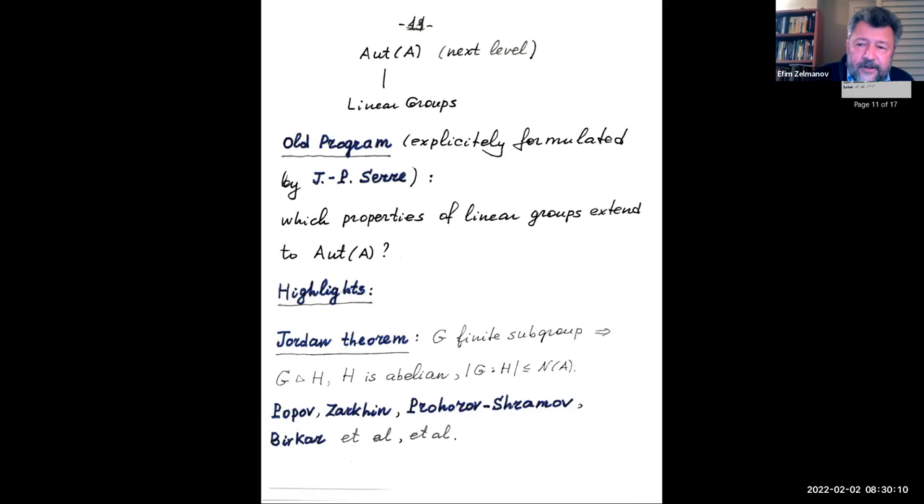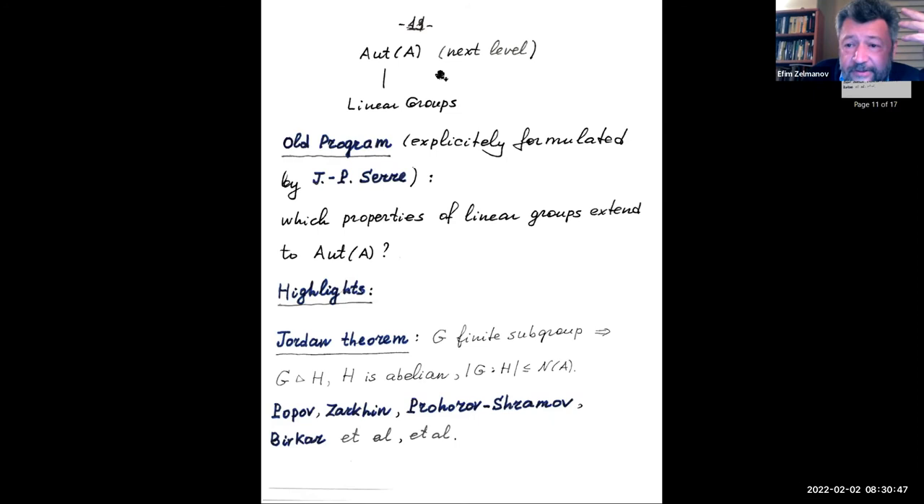There is a famous theorem of Jordan about linear groups. It says that all finite subgroups of the general linear groups, all finite groups of matrices, have an abelian subgroup whose index is bounded in terms of the size of matrices. If we want to extend it to this algebra, it would say that finite subgroups of this group have an abelian subgroup, and the index is bounded in terms of this algebra. In this generality, this is an open problem.